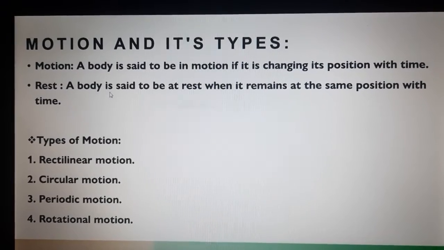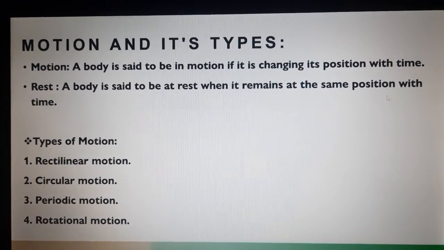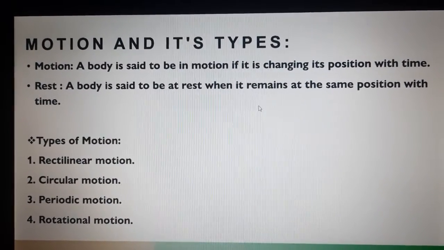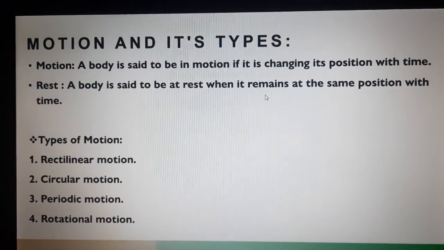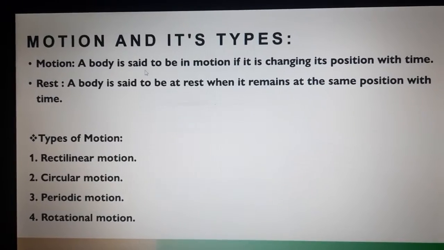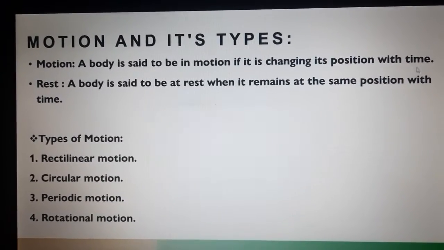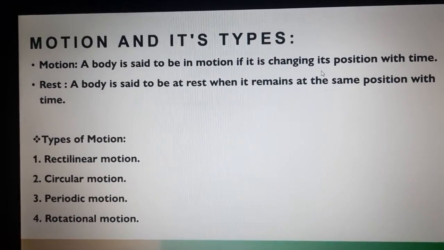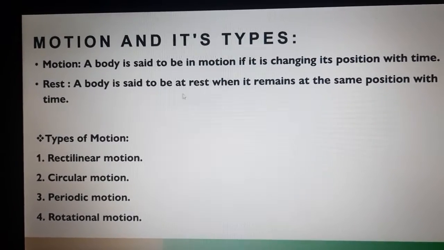Rest. A body is said to be at rest when it remains at the same position with time. So, with time, the position of the body remains at the same point, so then it is considered to be at rest. Whereas a body is said to be in motion if it is changing its position with time. If the position of the body is changing with time, then this body is considered to be in motion.